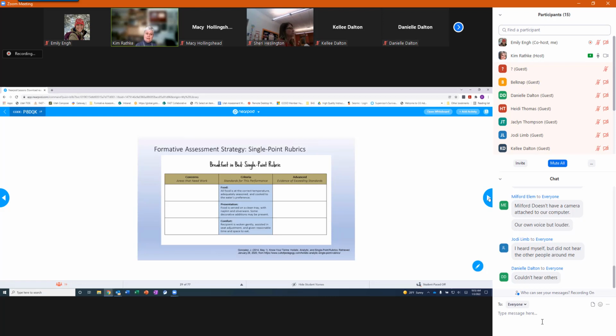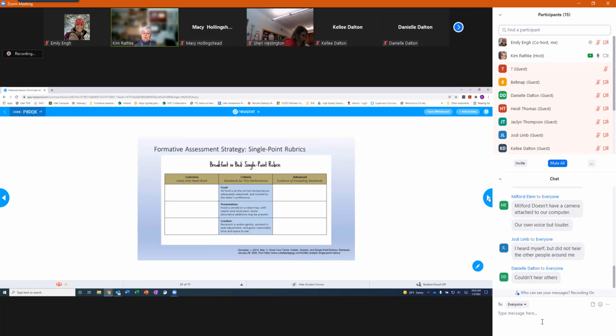And if you notice, one side says concerns or areas that need work. The other side says advanced or evidence of exceeding the standards. And then the criteria is in the middle. So here it's a single point rubric because we're going to talk about these 3 things: food, presentation, and comfort. And all of this is exactly there.